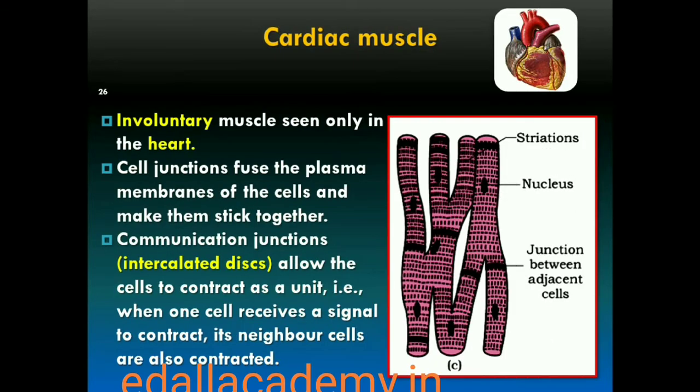Cardiac muscle tissue is a contractile tissue present only in the heart. Cell junctions fuse the plasma membranes of cardiac muscle cells and make them stick together. Communication junctions, intercalated discs, at some fusion points allow the cells to contract as a unit. That is, when one cell receives a signal to contract, its neighbors are also stimulated to contract.